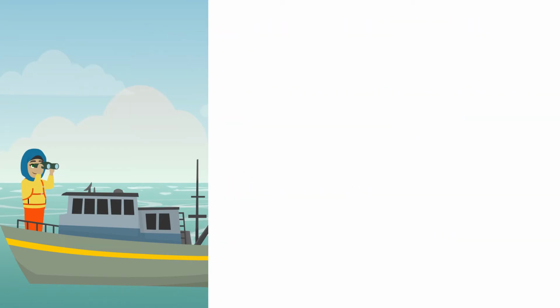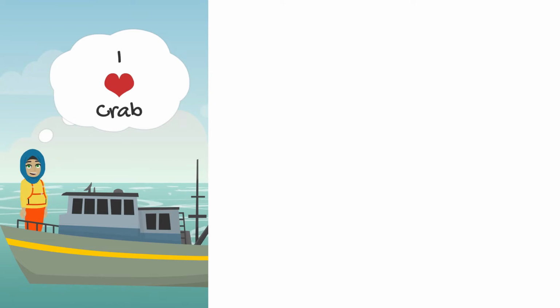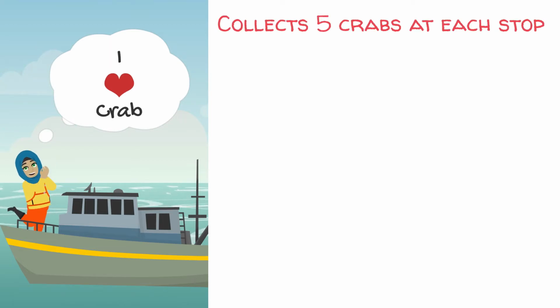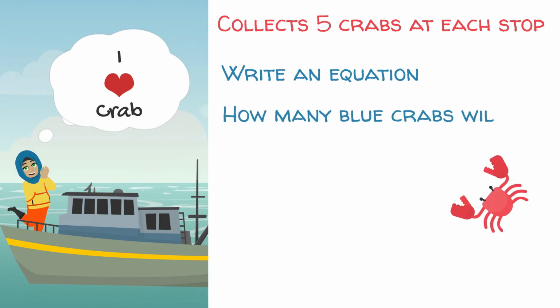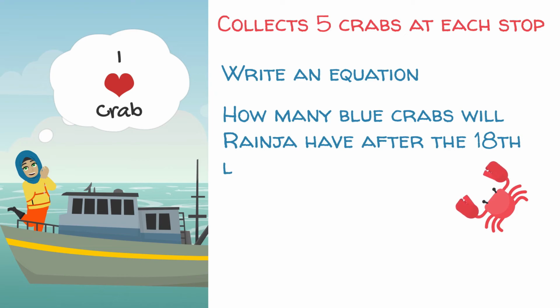At each collection location, Rania also collects a sample of blue crabs. She decides to collect a sample of 5 crabs at each spot. Write an equation to determine the number of blue crabs collected. Then use the equation to determine the number of crabs Rania will have accumulated after the 18th location.